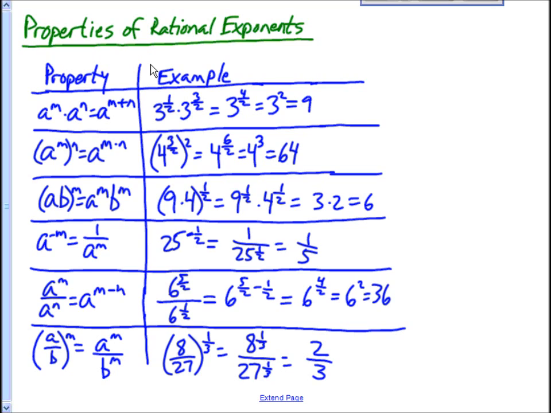We are going to look at properties of rational exponents today. Our objective is to use those properties of rational exponents to simplify some expressions. Let's take a look here at these properties I've listed and some examples.